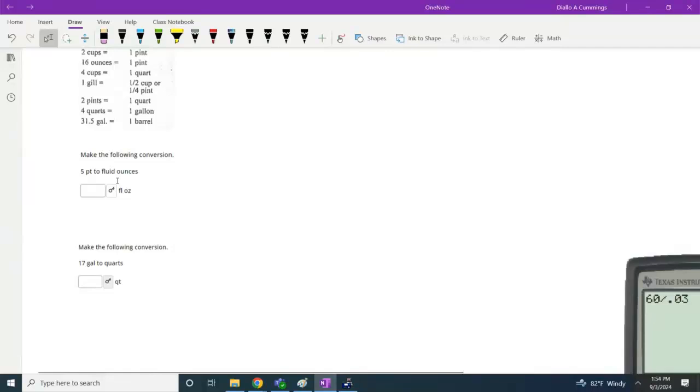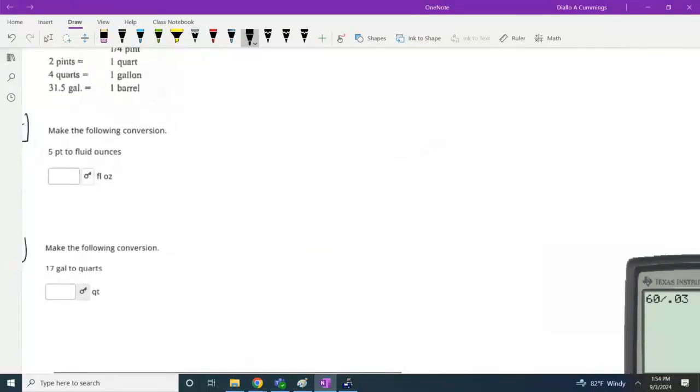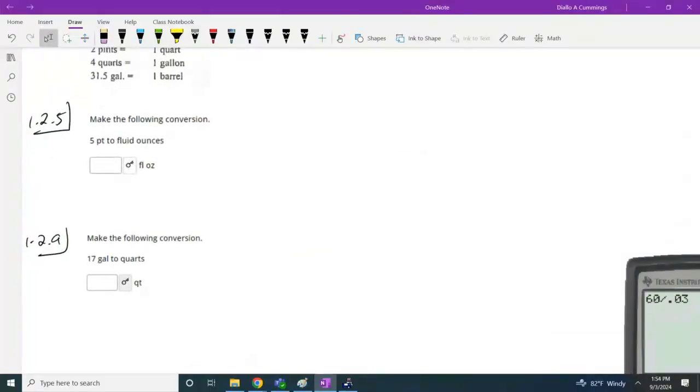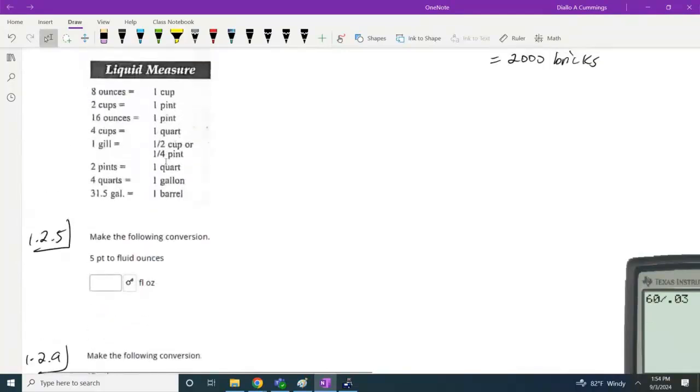So here again, we are using unit fractions to make conversions. Number 5 says make the following conversion: 5 pints to fluid ounces. Notice I'm using the liquid measure, because you do have a weight ounce and then you have a fluid ounce. Since this is specifically fluid ounces, I'm looking at a liquid measure.